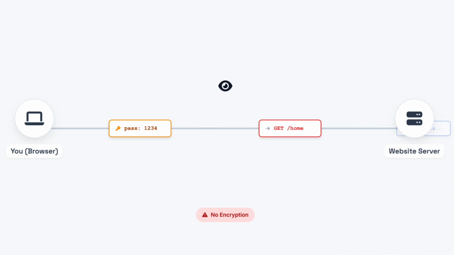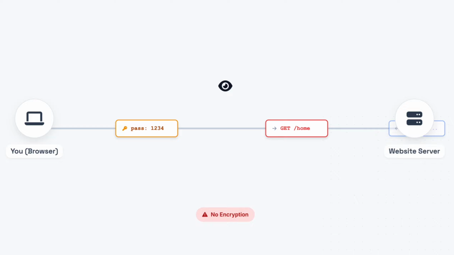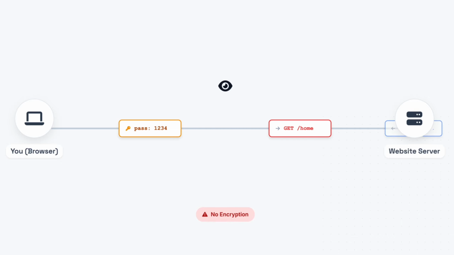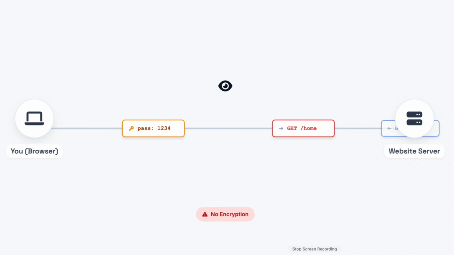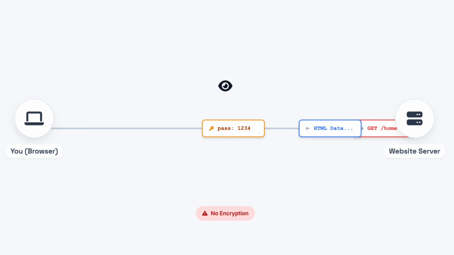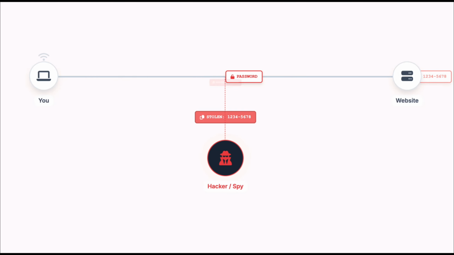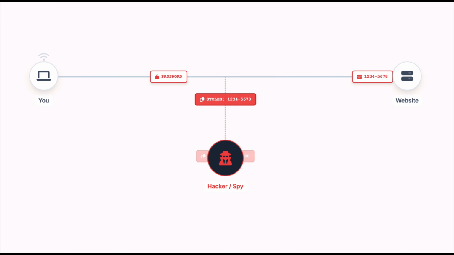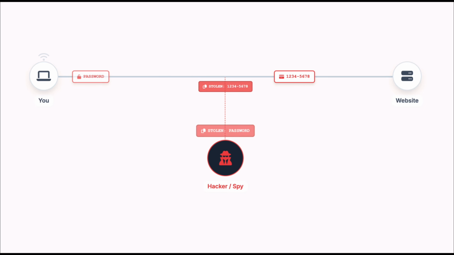This system works very well for transferring information across the web, but there's one big problem. HTTP sends data in plain text. That means the information is not encrypted or hidden in any way. If someone intercepts that data, they can easily read it. Imagine sending a postcard through the mail. Anyone who handles that postcard along the way can read the message written on it. HTTP works in a similar way.